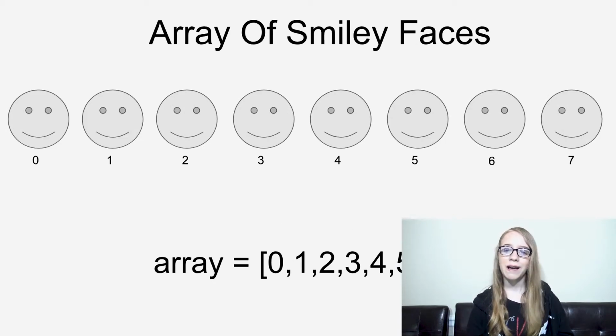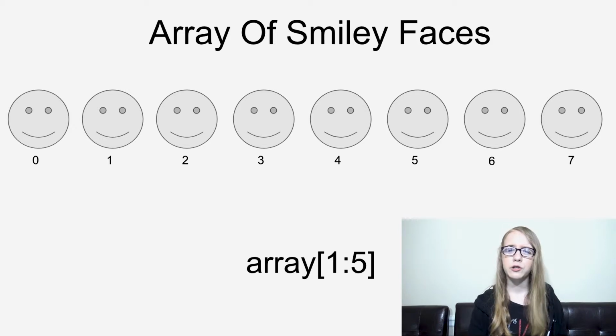So let's say that we have an array of smiley faces. The Python code for this would just be declaring an array called array, and you can see that in this code right here, I have 8 items, and their values are equal to their index, just to keep it simple. So I have 0, 1, 2, 3, 4, 5, 6, and 7. And you can see that I've put a smiley face above each index just so we can visualize each item in the array.